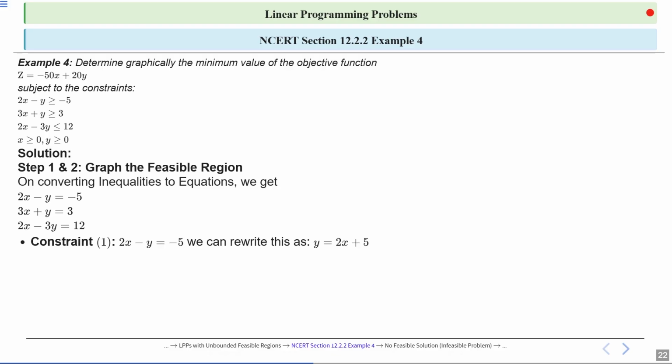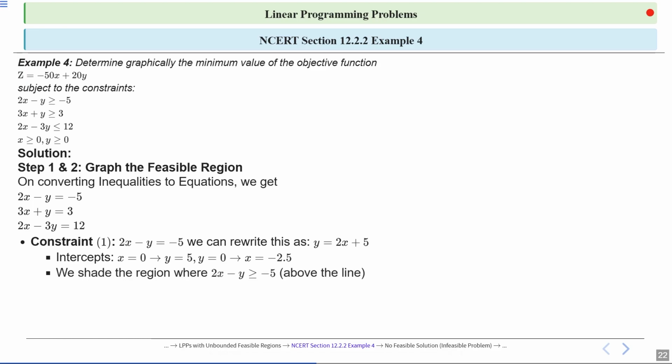So here constraint 1, 2x - y = -5. First rewrite it as y = 2x + 5 by adding y to both sides and then adding 5 to both sides. Then find the intercepts. When x = 0, y = 5, and when y = 0, x = -2.5. So we set the region where 2x - y >= -5, that is actually above the line.